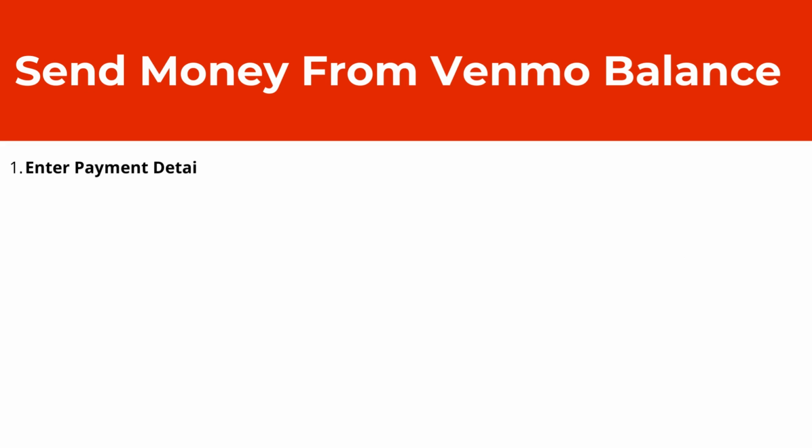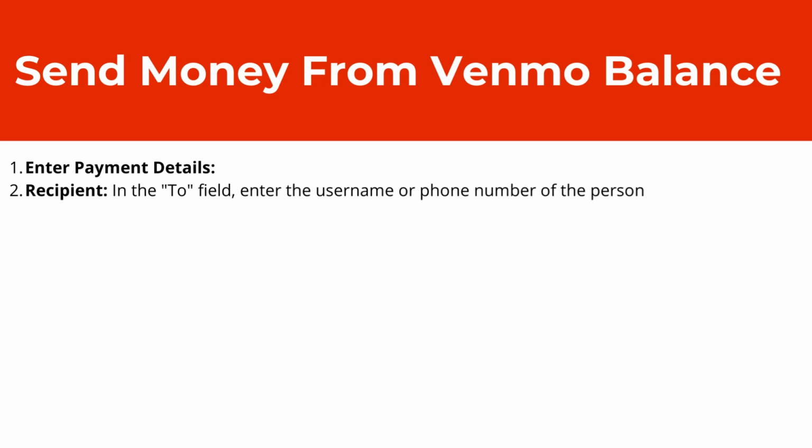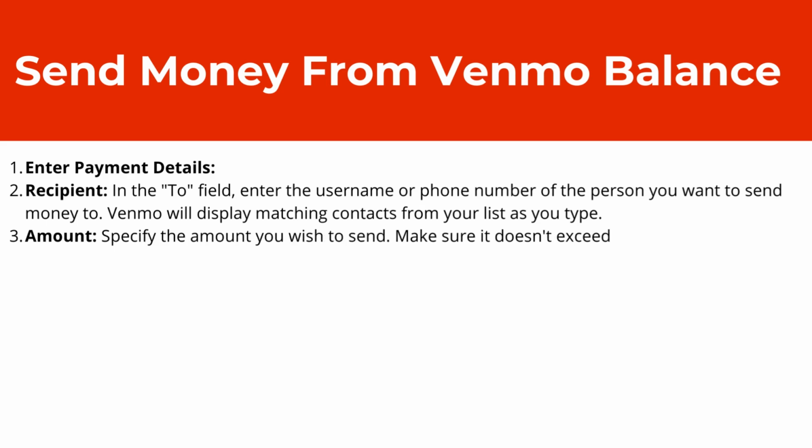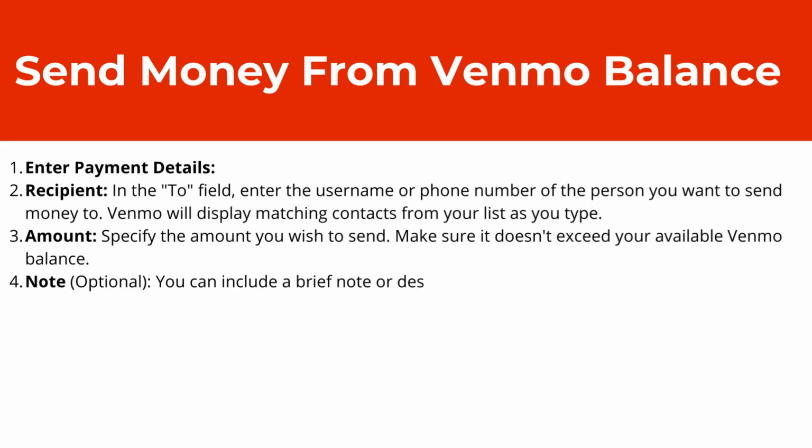Well, the fourth step is enter payment details. Recipient: in the field, enter the username or phone number of the person you want to send money to. Venmo will display matching contacts from your list as you type. The amount: specify the amount you wish to send. Make sure it doesn't exceed your available Venmo balance.